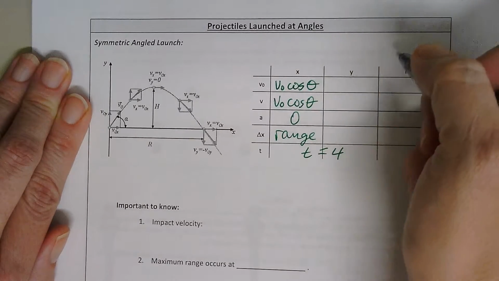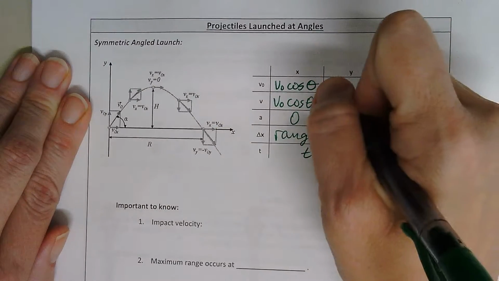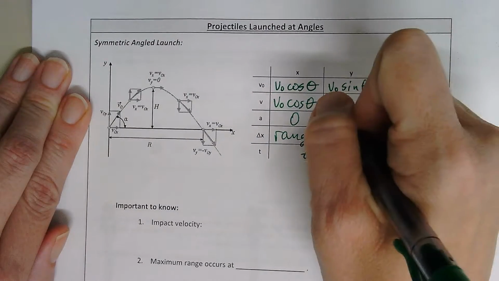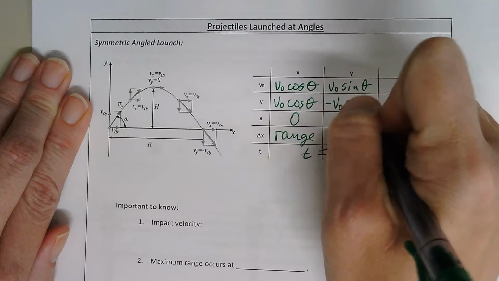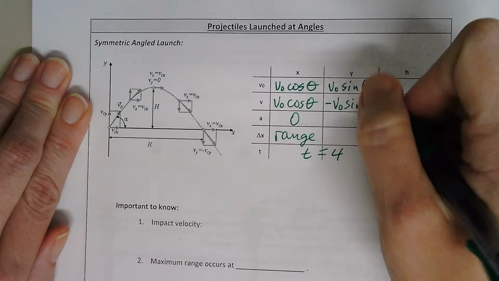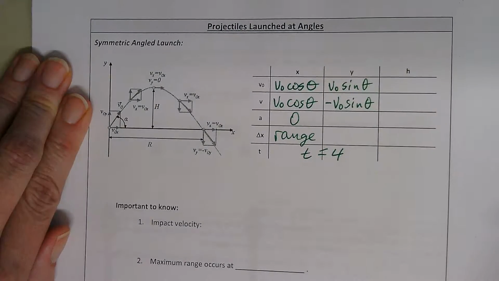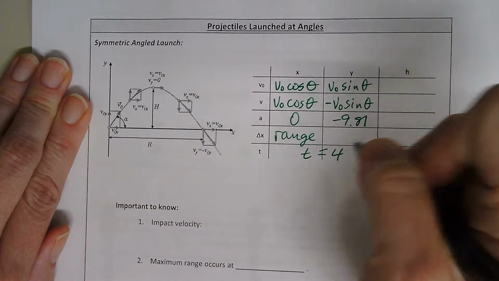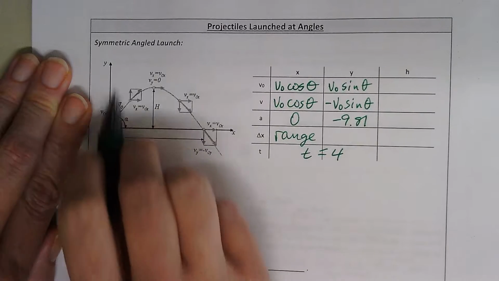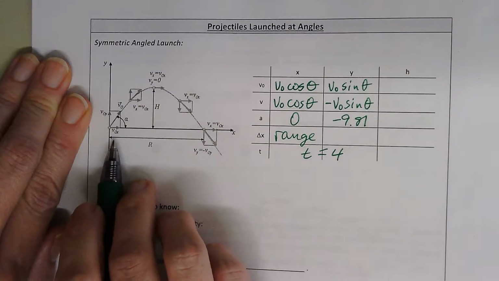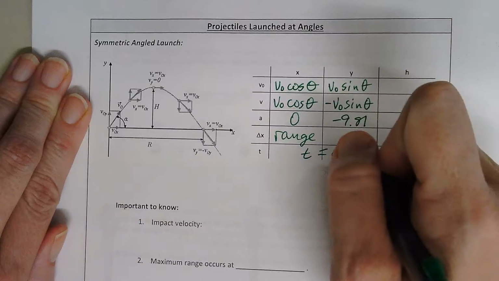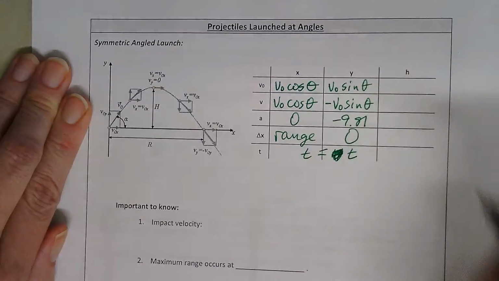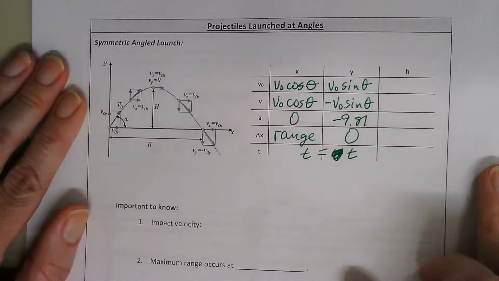In the y, your v initial is v naught sine theta, and your v final is negative v naught sine theta. So it's the same number in magnitude, but different sign. Your acceleration is negative 9.81. Your displacement, it goes up and it comes right back down to the same spot in the y direction, so that's 0. Why did I put t equals 4? T equals t. Wow. Sorry.